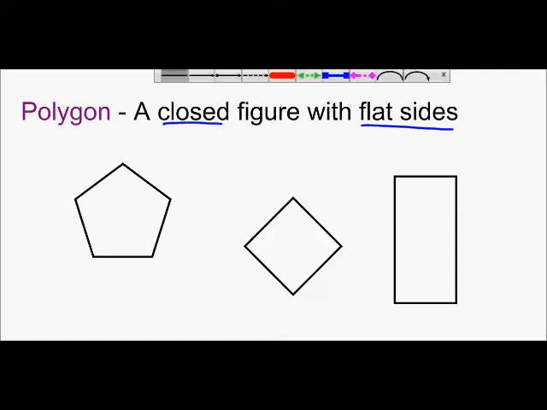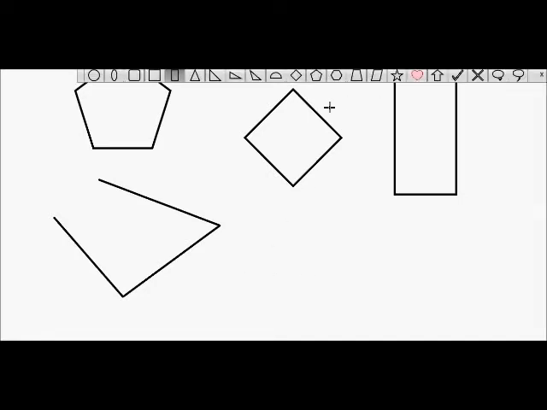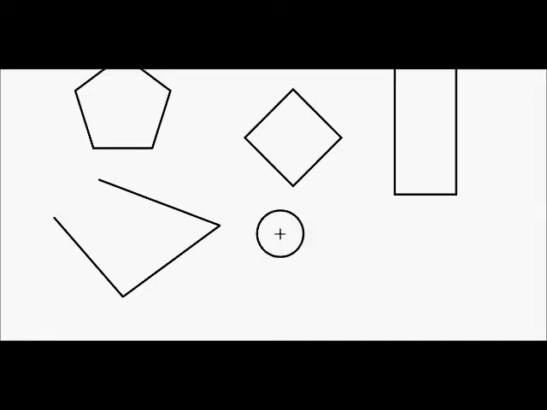What isn't a polygon would be something like this. Because it's not closed, you have this open edge, that's not a polygon. And a circle is also not a polygon because it has curved edges and not flat edges.